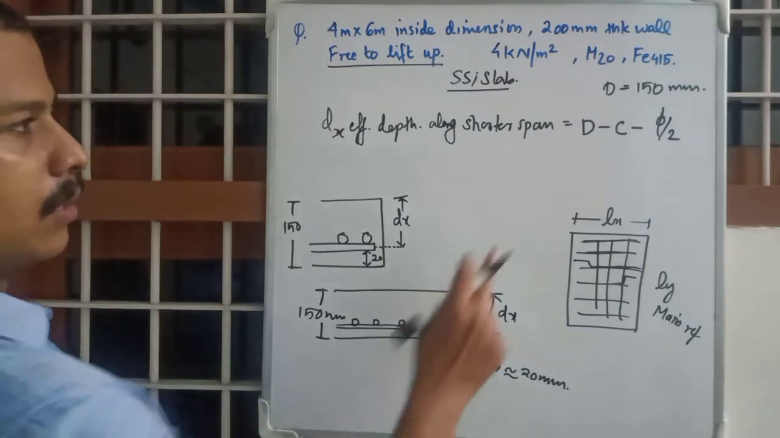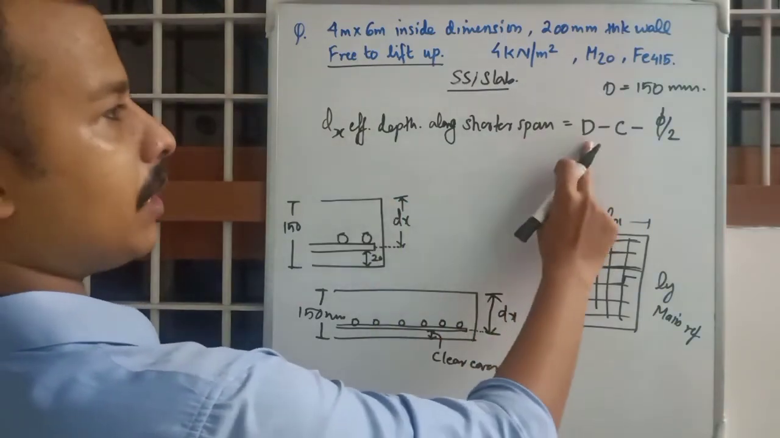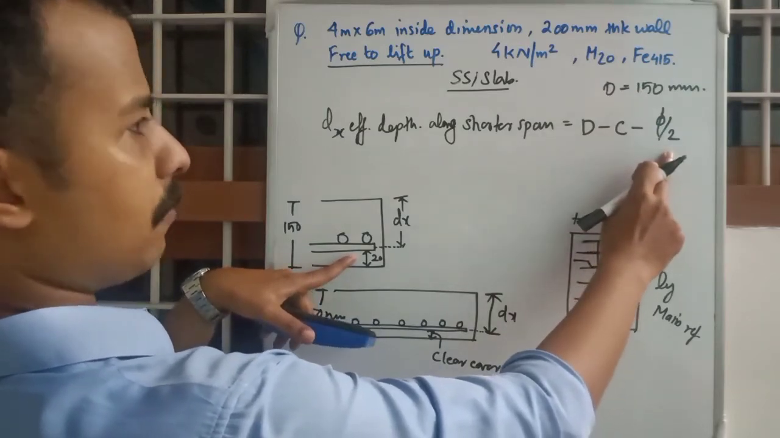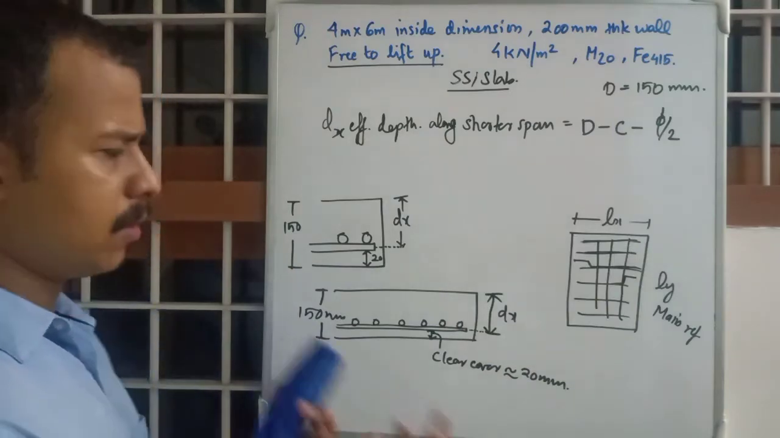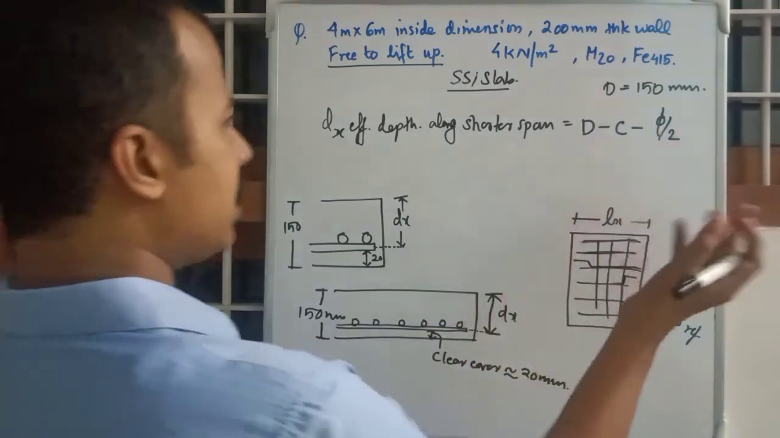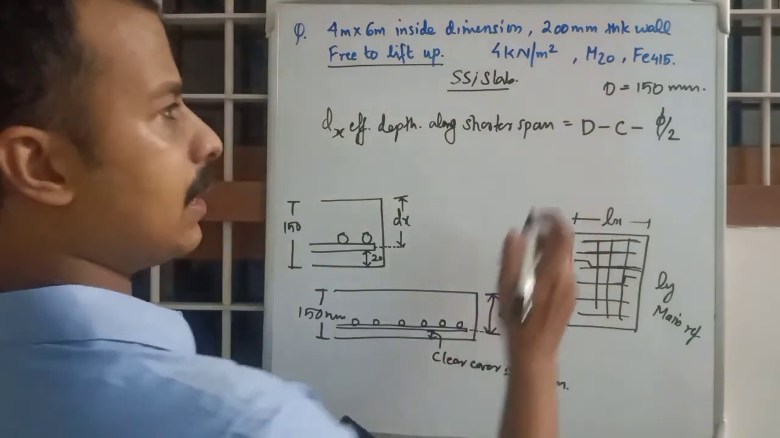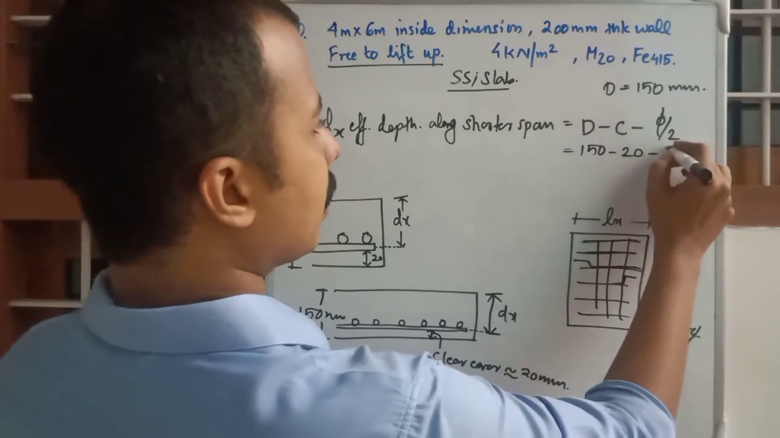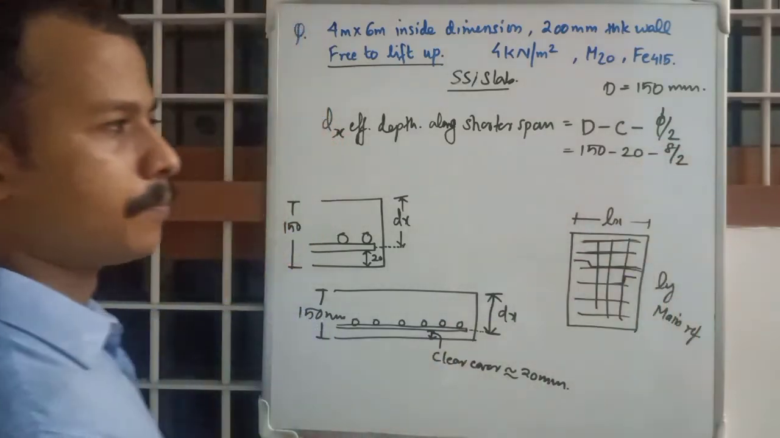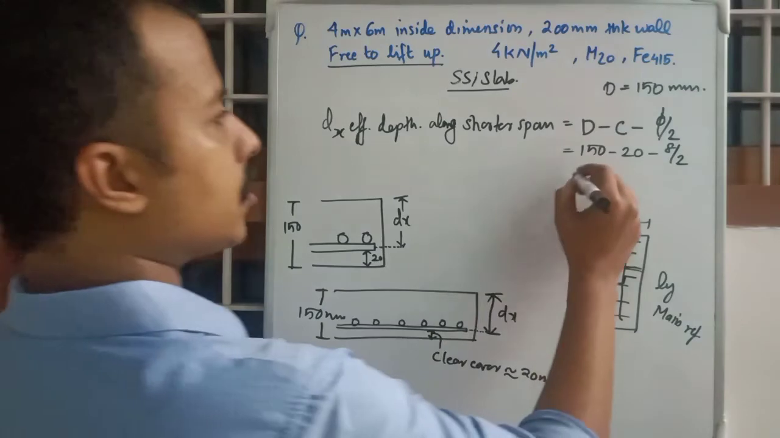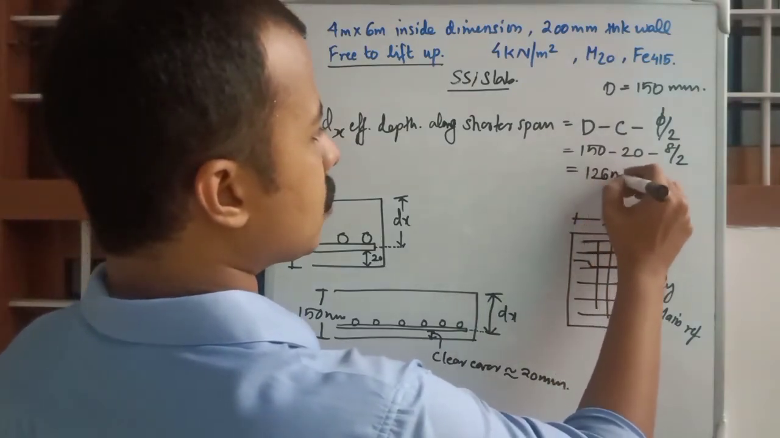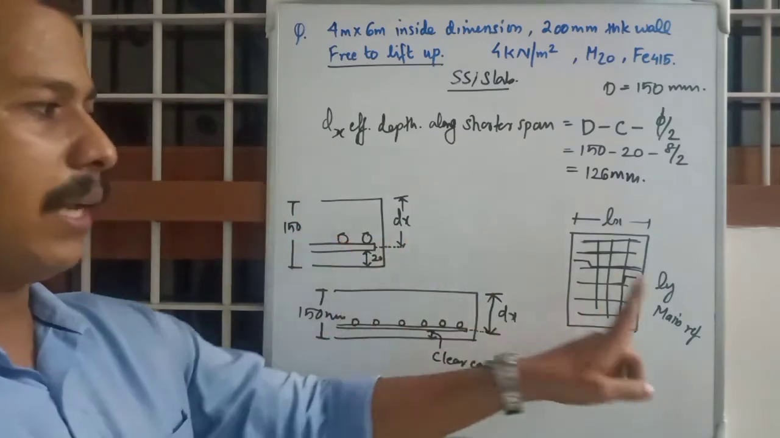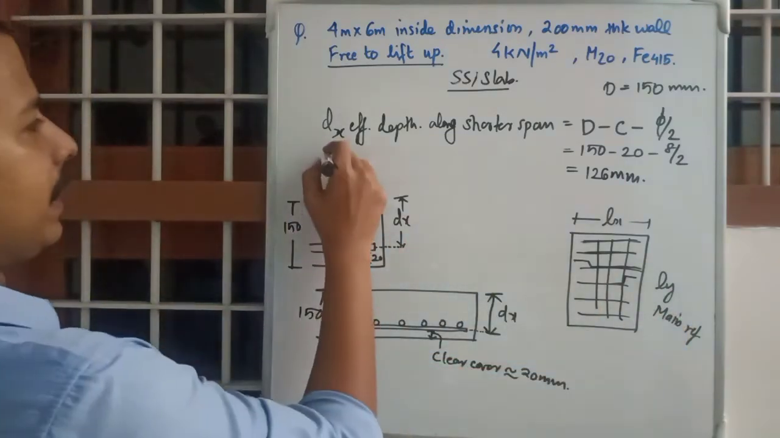This dimension is dx, same thing, enlarged. Okay, so dx is equal to d minus c, that is 20, minus phi/2. Phi will be assumed as 8 as always. The most common diameter is 8. Okay, so assuming 8, we will calculate it as 150 minus 20 minus 8/2. So that gives you 126 mm.